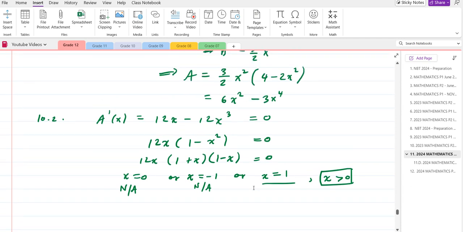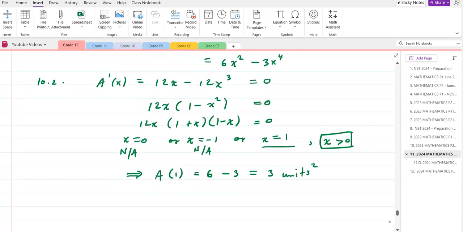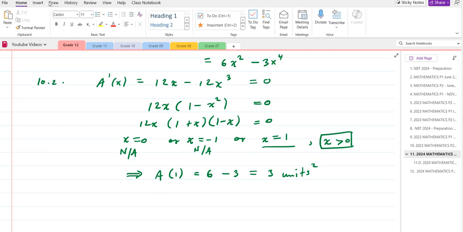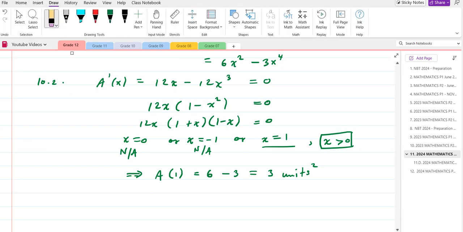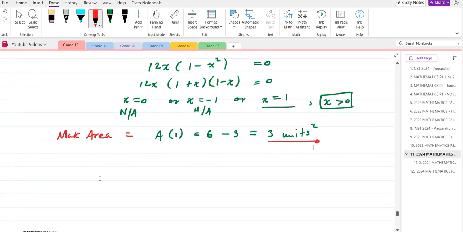So at x is equal to 1 is a maximum, so we want to find the maximum area. We're going to say A of 1. This implies A of 1 is equal to 6 minus 3, which is 3 units squared. So max area is equal to 3 units squared. I hope you guys understand that. Let's move on to the next problem.